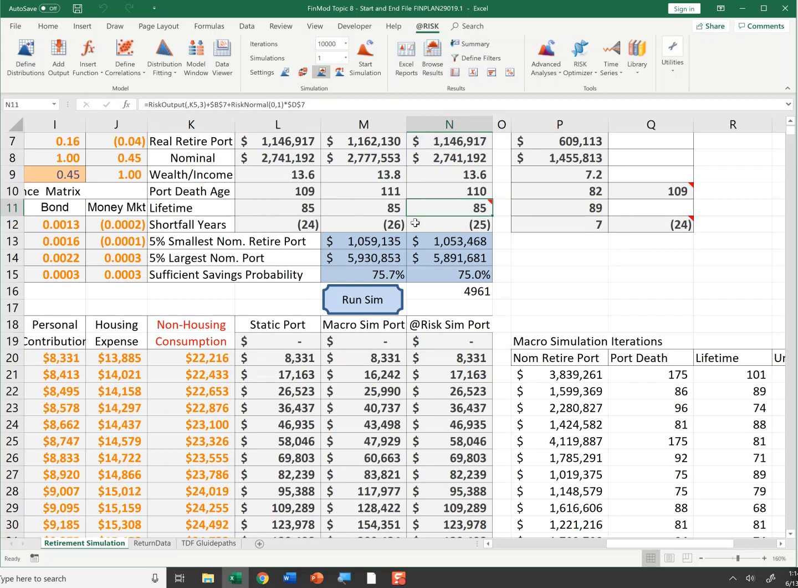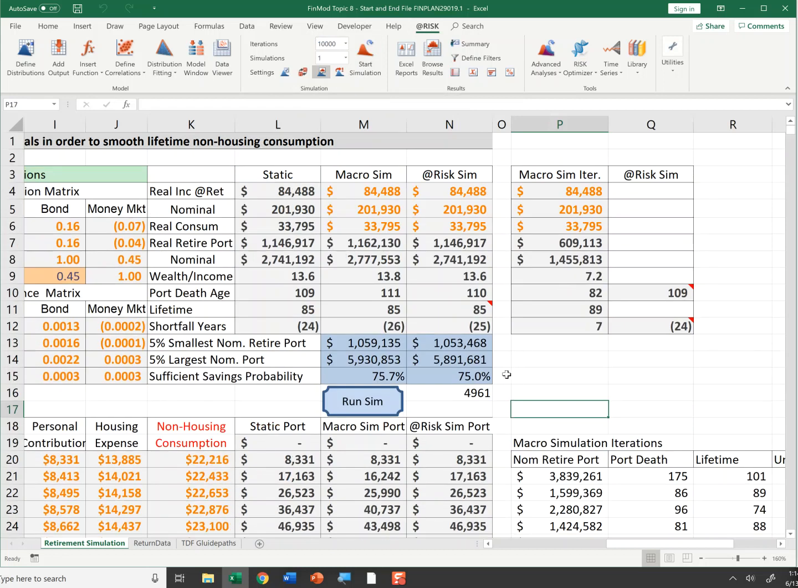So now I'm just going to go to @Risk. I'm not going to run this because it sometimes takes a couple minutes. I'm going to do 10,000 iterations, hit start simulation. And when that's done, @Risk will then calculate statistics. Give me the 5% lowest of that portfolio value, the 5% highest of that portfolio value.